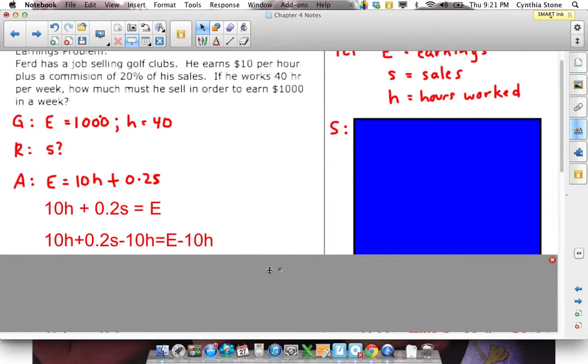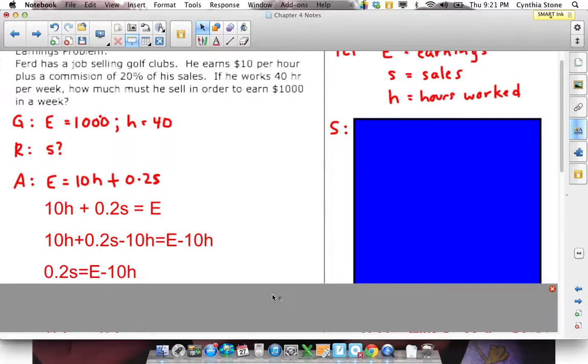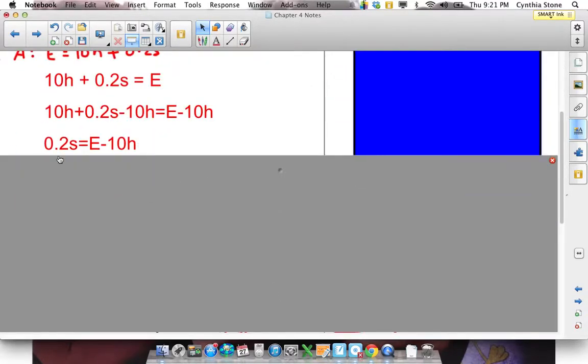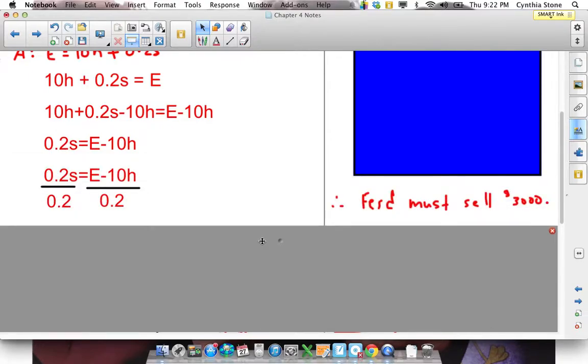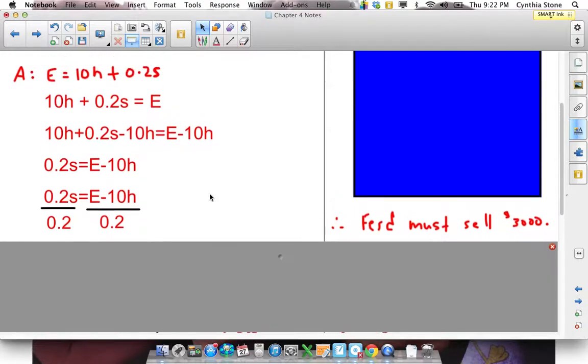Then, again, I want to get S by itself, so I have to get rid of the 10h. So I take away 10h from both sides. That leaves me with this. Again, I want to get S. Now S is multiplied by 0.2, so I have to divide both sides by 0.2. And really, that's my equation right there. The 0.2s cancel. So S equals all this.